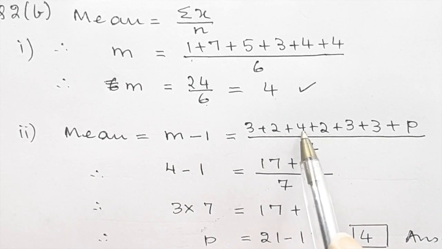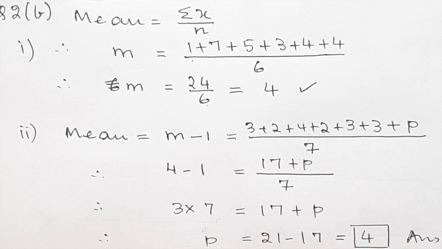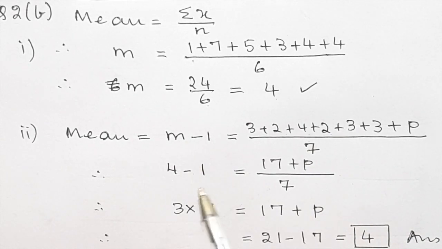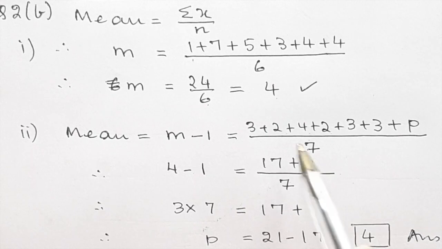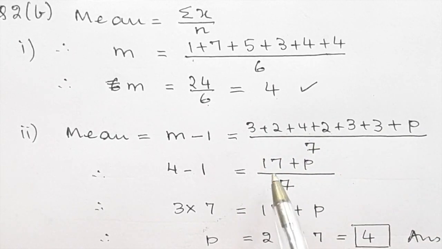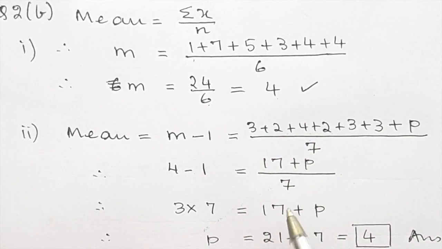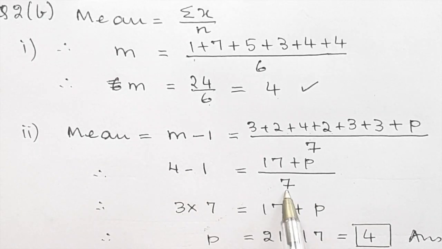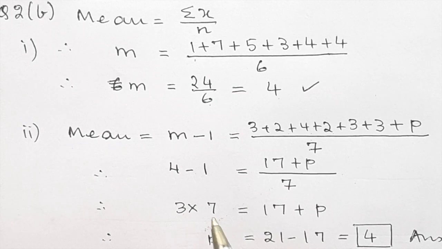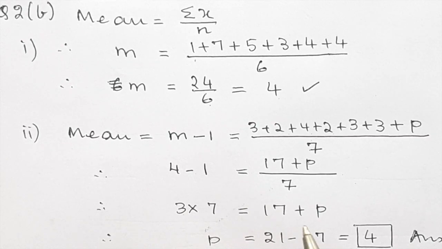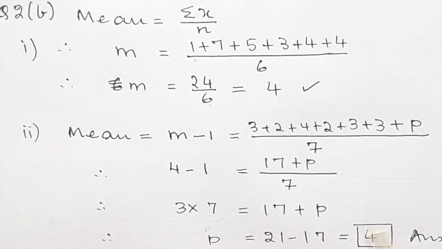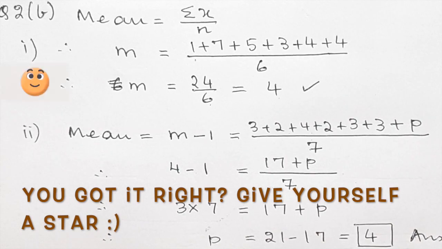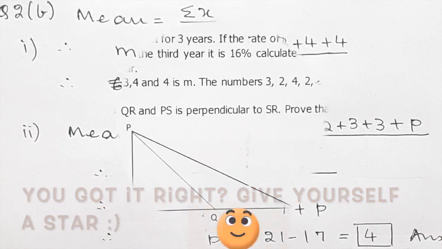And these are 1, 2, 3, 4, 5, 6, 7. So you divide it by 7. The value of m is 4. So 4 minus 1 is equal to, add all this plus p. So you get 17 plus p upon 7. That gives us this as 3. Multiply by 7. So 3 into 7 is equal to 17 plus p. And so p will be equal to 7 threes are 21. Take 17 that side. So 21 minus 17, that is equal to 4. And that is our answer.